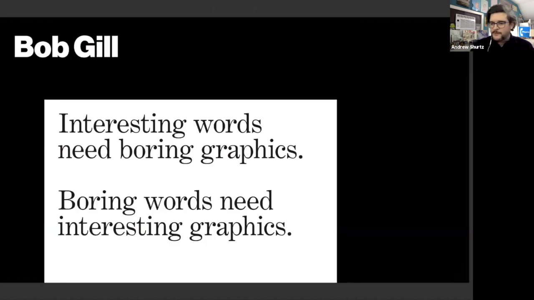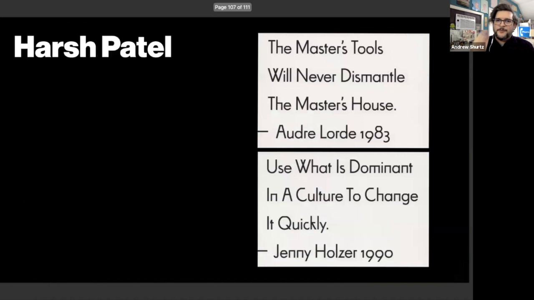Now, this is a dumb quote. It's by Bob Gill, but I think it gets to one aspect of the basic idea here. Interesting words need boring graphics. Boring words need interesting graphics. But perhaps something a little bit more interesting would be this image by the designer Harsh Patel, where he juxtaposes these two great quotes, one by the writer Audre Lorde and another truism by Jenny Holzer. The master's tools will never dismantle the master's house. Use what is dominant in a culture to change it quickly. I believe the Black Lives Matter signs fall somewhere in the in-between of these two.